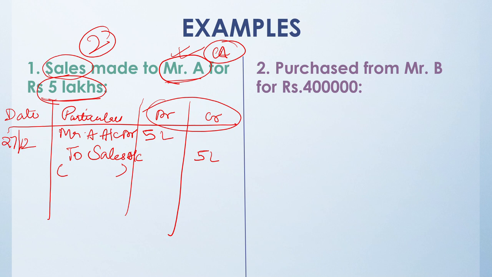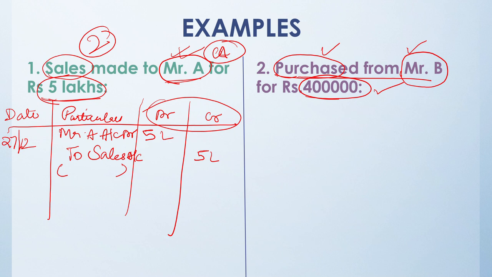Moving on to the next one. The next one is purchased from Mr. B for rupees 4 lakhs. So the amount is clear. Again, we have to identify 2 accounts, right? The first one is Mr. B. The second one is purchases account. We have to identify whether we have to debit or credit Mr. B. In the same way, we have to identify whether we have to debit or credit the purchases account, right?